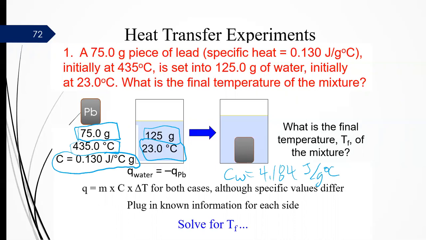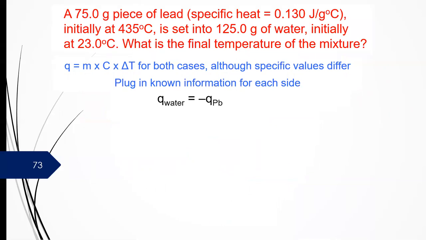So if we want to set this up, the heat being gained by the water is equal to the heat that's being lost by the lead. So we want to start to plug in our Q equals mcΔT. The mass of the water times the specific heat capacity of the water times the change in temperature of the water is going to be equal to the negative of the mass of our lead, the heat capacity of our lead, and the change of temperature in our lead. So we have our equation, and now we just need to start plugging in our pieces.